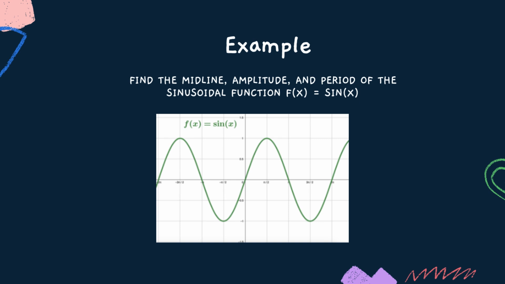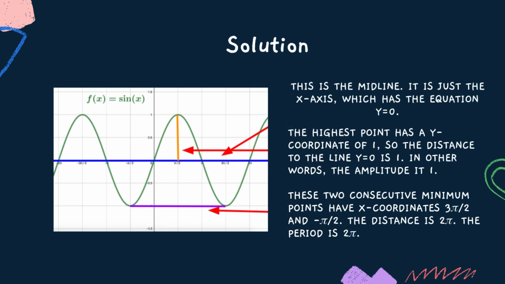Now that you're familiar with the features, try to find the midline, amplitude, and period of the sinusoidal function f(x) = sin x. This is the midline. It is just the x-axis, which has equation y = 0. The highest point has a y-coordinate of 1, so the distance to the line y = 0 is 1. In other words, the amplitude is 1. These two consecutive minimum points have x-coordinates 3π/2 and −π/2. The distance is 2π. The period is 2π.